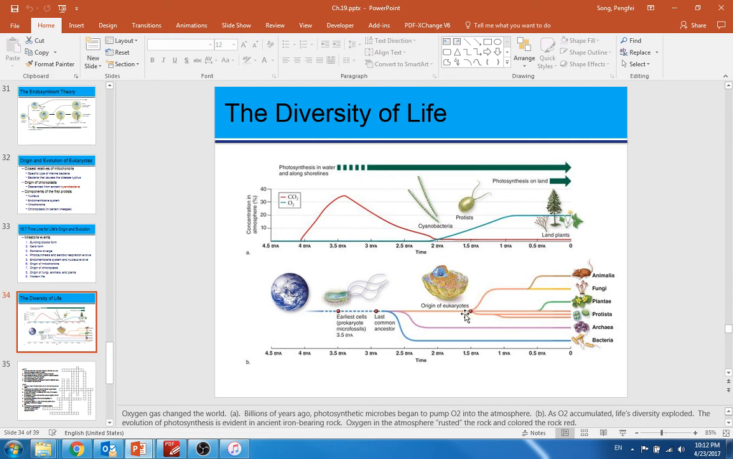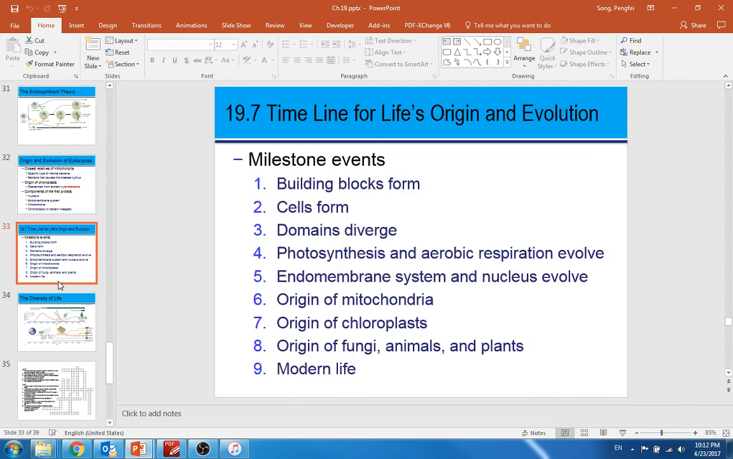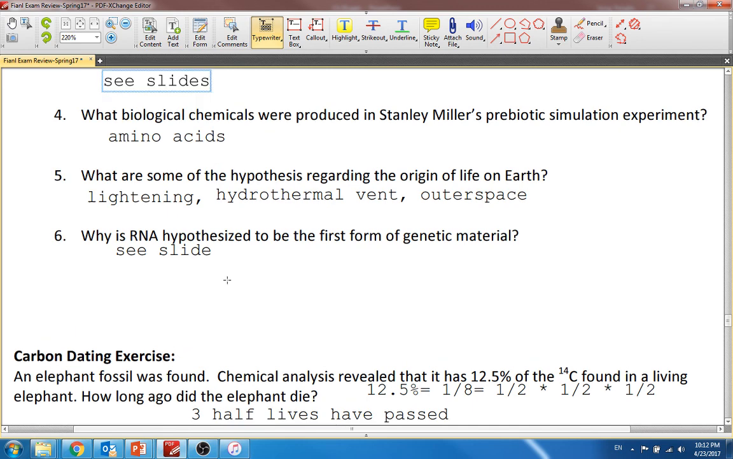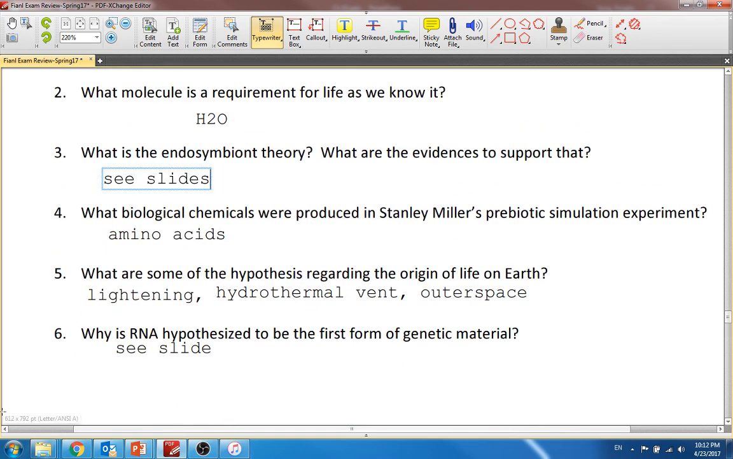Number 6 is the origin of mitochondria. Some aerobic bacteria were swallowed by some archaeal cells. Number 7 is the origin of chloroplast. Some of these eukaryotes with mitochondria then engulfed some cyanobacteria, which developed into chloroplasts. Number 8 is the origin of fungi, animals, and plants. And finally, the modern lives evolved. So those are the 9 steps. You should roughly know this order.